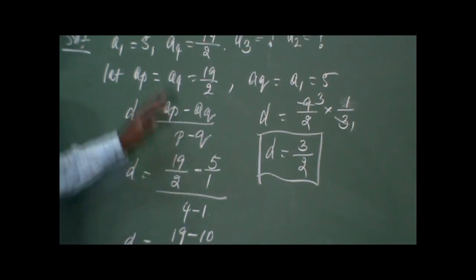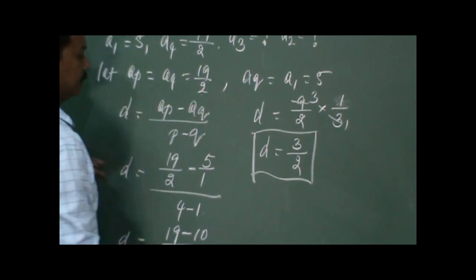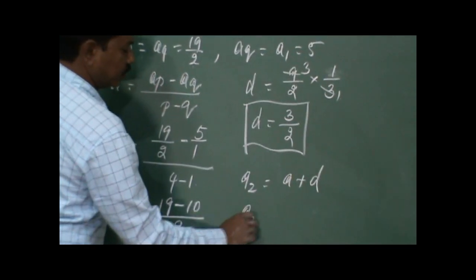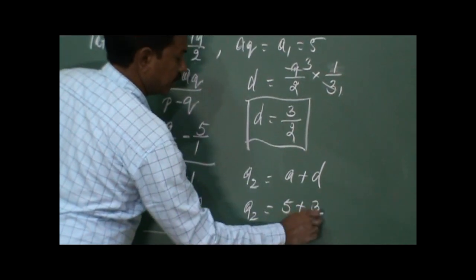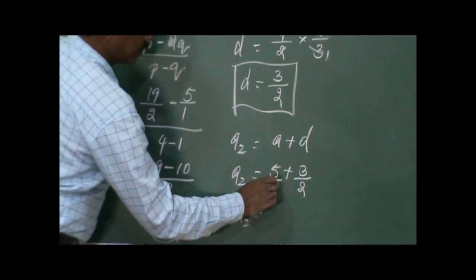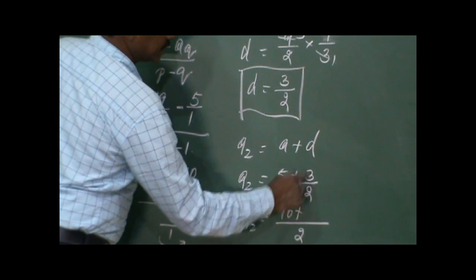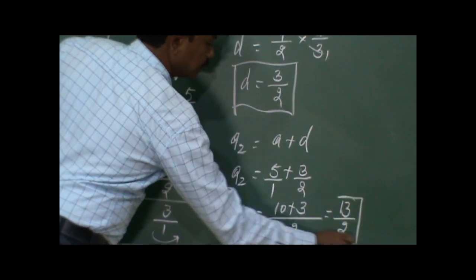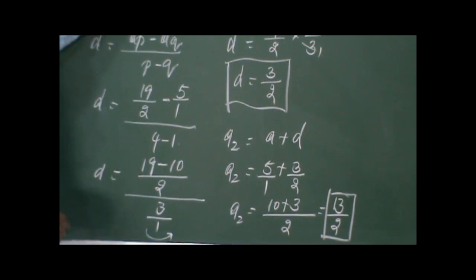So now we have two things. One is the first term and we have the common difference. So easily we can find out the second term. A2 is equal to A plus D. Very simple. So A2 is equal to the A value, 5, plus the D value, 3 by 2. Since 5 is a rational number, we can take 1 in the denominator. So A2 is equal to, LCM for 1 and 2 is 2. 5 by 1 into 2 is 10, plus 3 by 2 into 2 is 3. That comes to 13 by 2. So the second term is 13 by 2. Also we have to find out the third term.